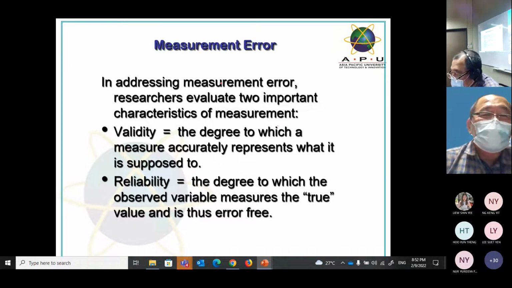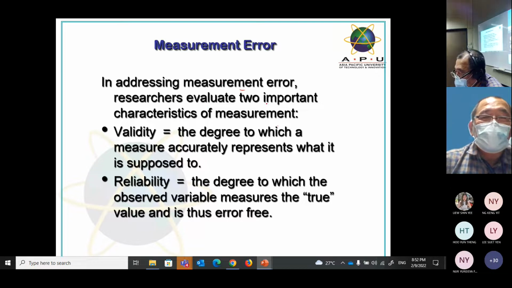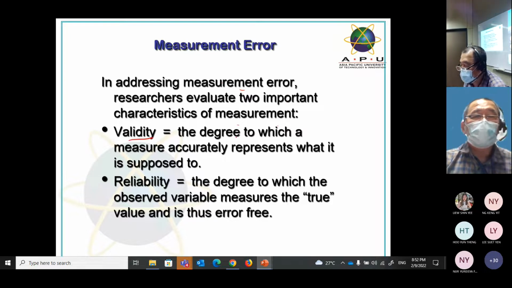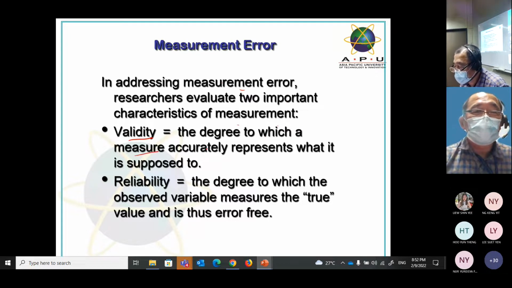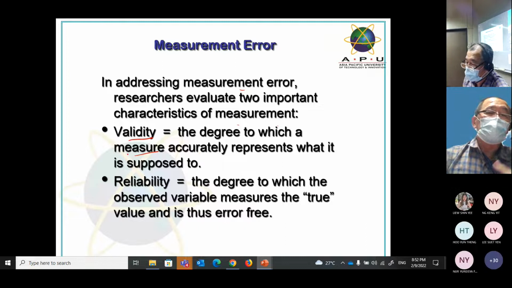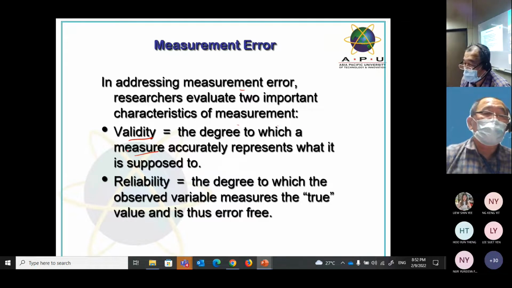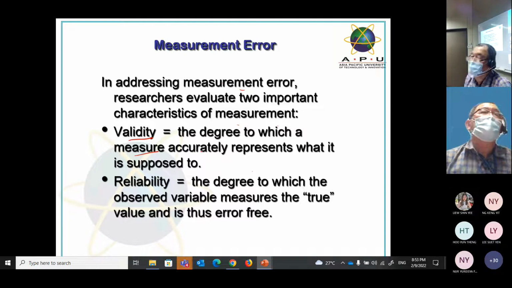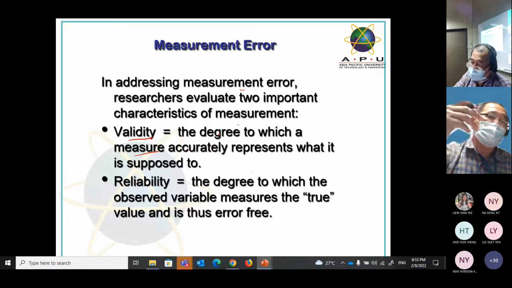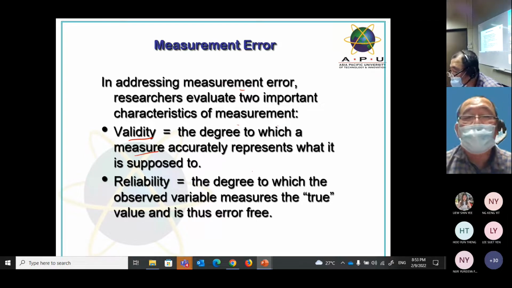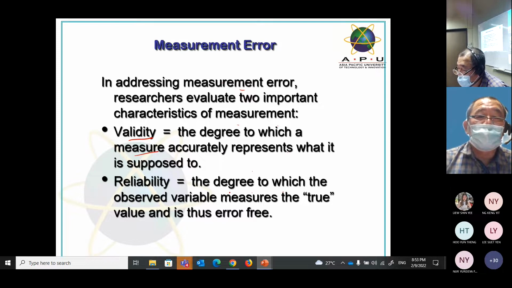So in addressing the measurement error, researchers evaluate two important characteristics of the measurement. So validity, the degree to which a measure accurately represents what it is supposed to. So means the question that you use, how sure are you they can measure the idea of the commitment? As I mentioned just now, you can request some expert to check for you. Also refer to some journal, some study. So reliability also discussed already.